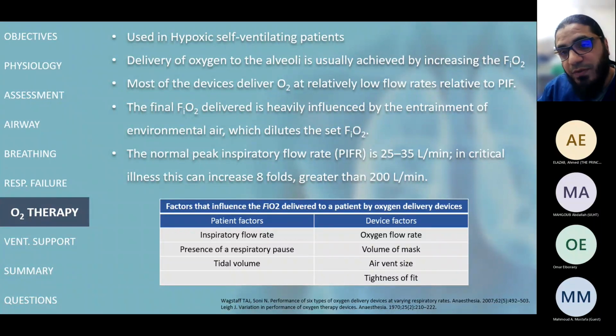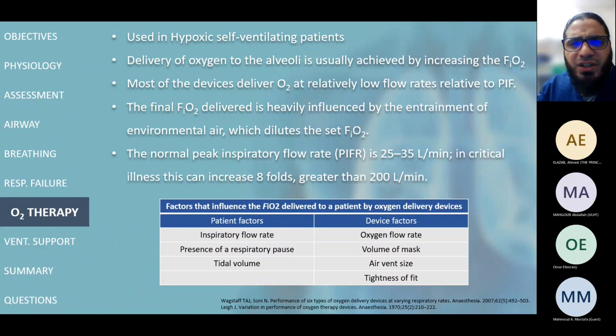It's not the amount of air that the person uses, it's the speed of flow from the atmospheric air down to the alveoli. So the air travels with a flow of 25 to 35 liters per minute in a normal subject in a resting state. In critical illness, this can increase 8-fold and go up to 200 liters per minute. This is the patient demand of air in a critical state.